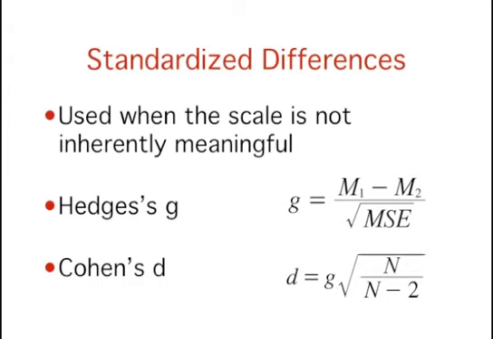When the scale of a dependent variable is not inherently meaningful, it is common to consider the difference between means in standardized units. That is, effect size is measured in terms of the number of standard deviations the means differ by. Two commonly used measures are Hedges' g and Cohen's d. Both of these measures consist of the difference between means divided by the standard deviation. They differ only in that Hedges' g uses the version of the standard deviation formula in which you divide by n-1, whereas Cohen's d uses the version in which you divide by n.